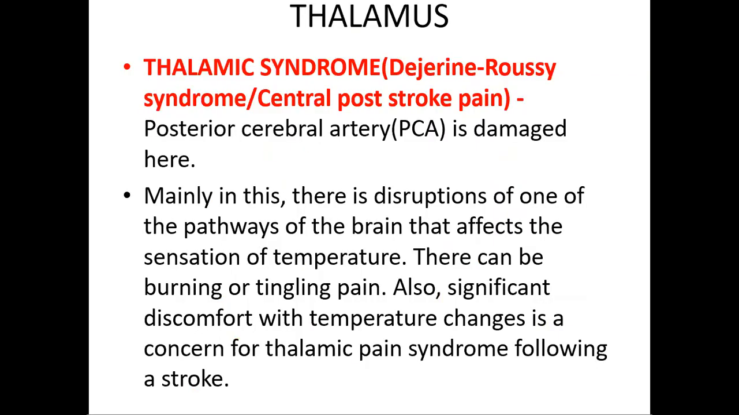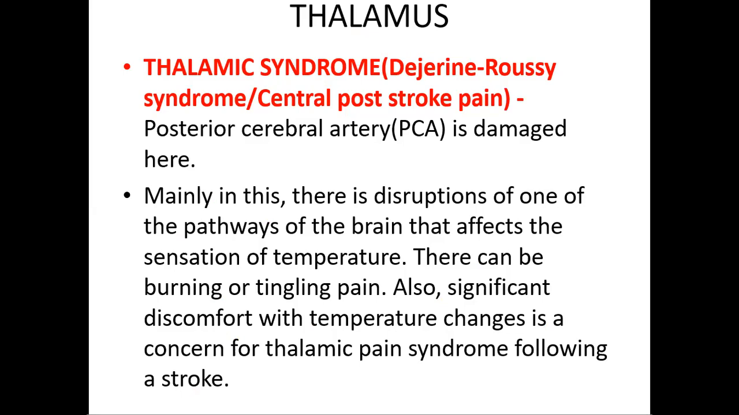So because of this, there is injury to this thalamus. And there can be burning sensation, tingling pain, loss of sensation of temperature, because basically we call this thalamus the relay station. Whatever impulses come from the different regions of the body have to relay in the thalamus first. Only later will the sensory information be conveyed to the respective areas of the cerebral cortex. So we call it a sensory relay station.